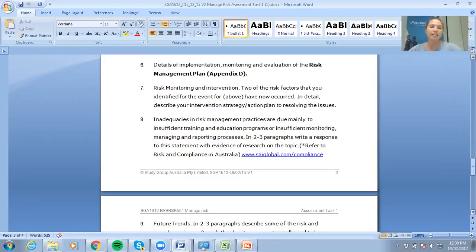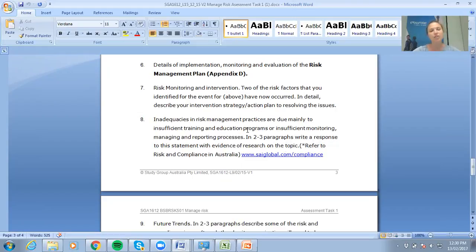Okay. Now, question 8. Inadequacies in risk management practices are due mainly to insufficient training and education programs or insufficient monitoring, managing and reporting processes. So in 2 to 3 paragraphs, write a response to this statement with evidence of research on the topic. Okay. We've provided you a link here to help you answer this question, but I would encourage you to do your own research in regards to answering this question.